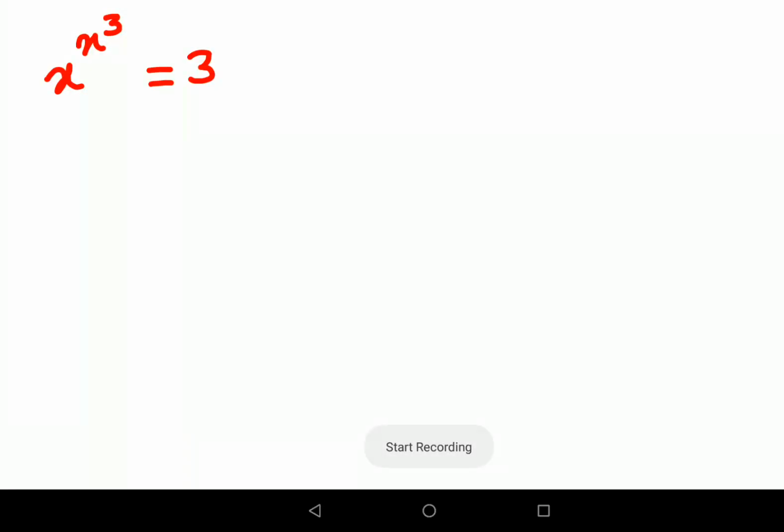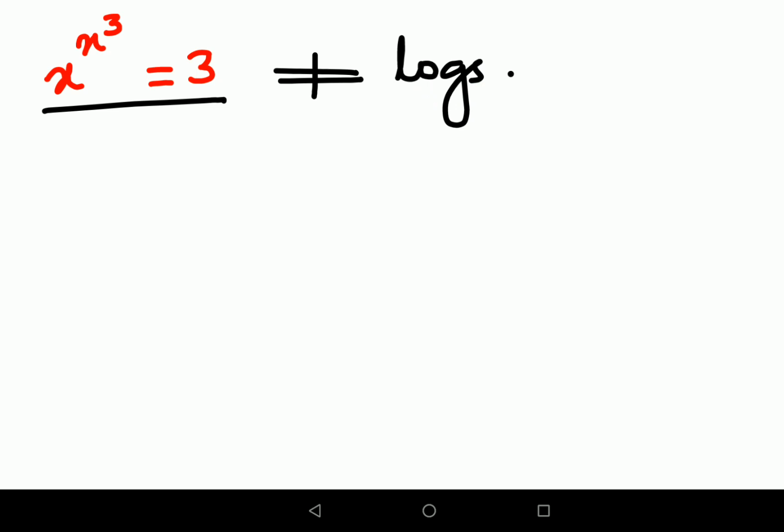Welcome everyone. So today I'm going to show you how to solve these kind of questions without using logs. You can literally do this without any help of log, but for solving this your knowledge of indices has to be really great. Okay.